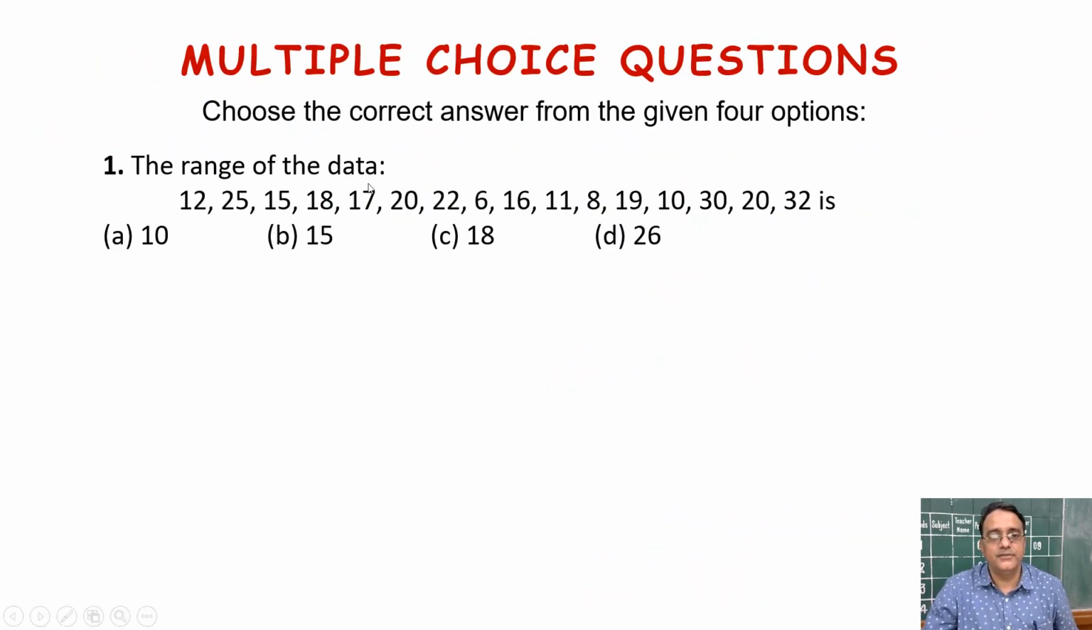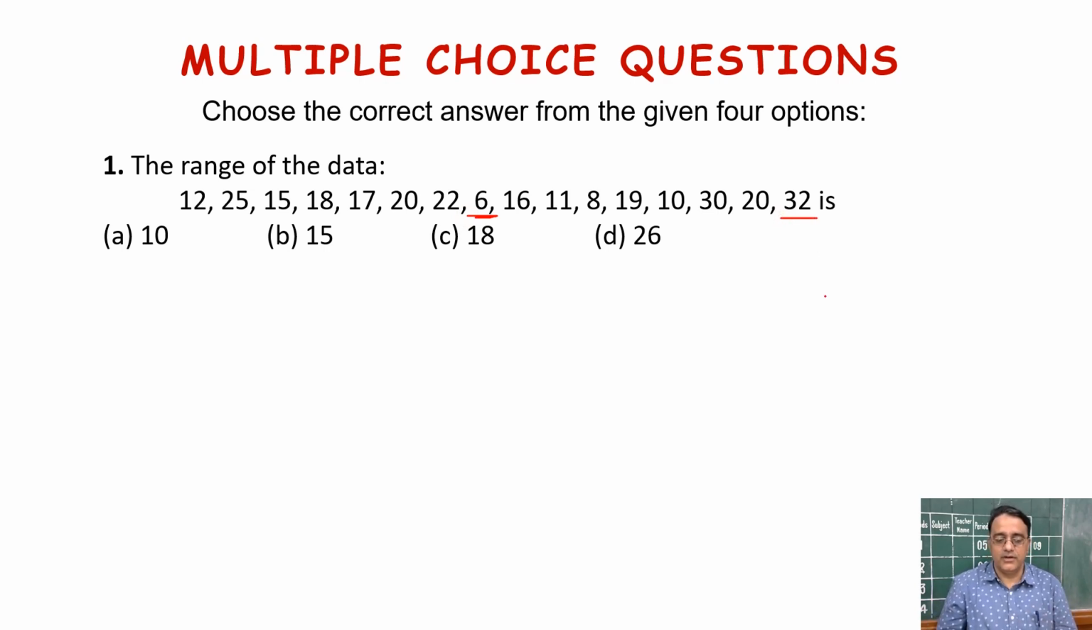The range of the data. The range of the data is given: 12, 25, 15, 18, 17, 20, 22, 6, 16, 11, 8, 19, 10, 30, 20, 32. Which is the lowest value? 6. Right? And the highest value, maximum value is 32.